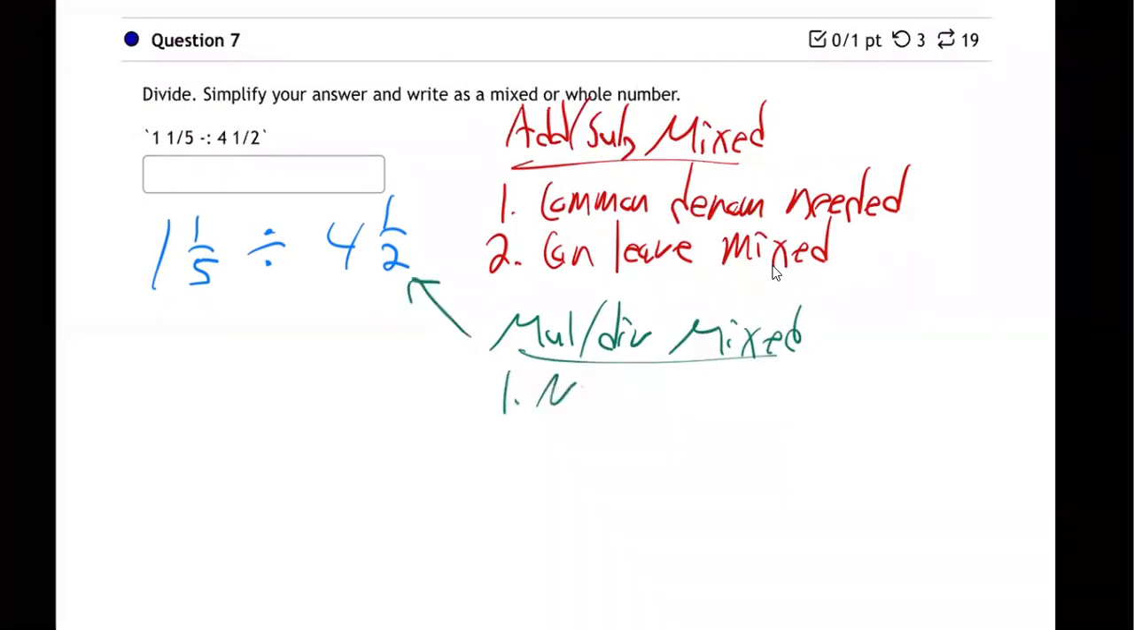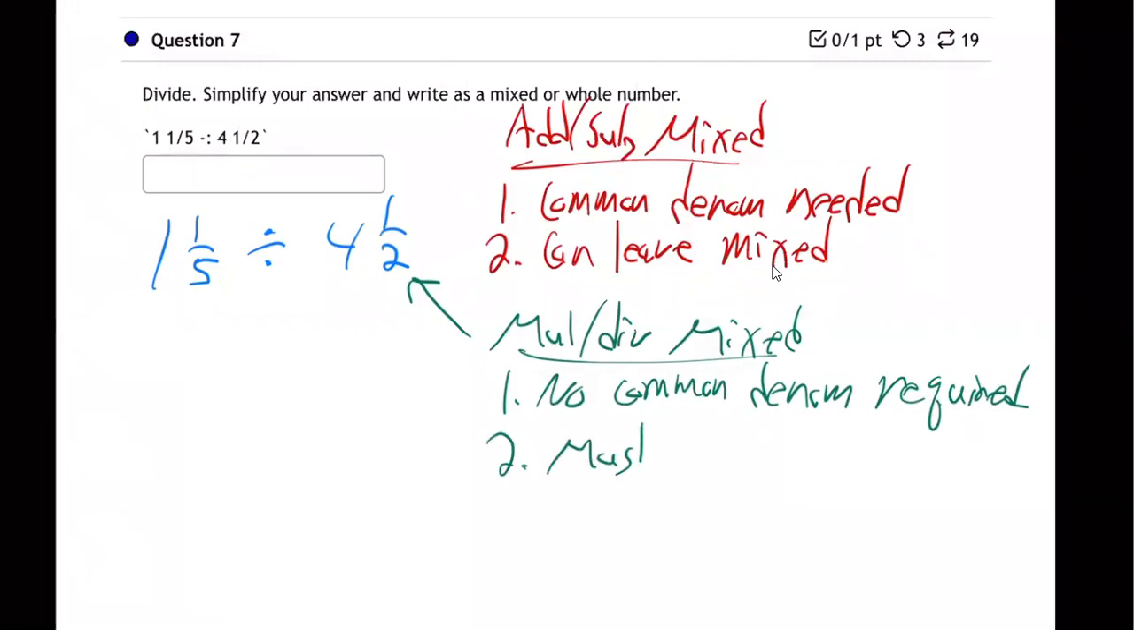Number one, no common denominator required. You don't have to get a common denominator, but you must, here's the crucial thing, you must change to improper. So you've got to remember that you can't do dividing or multiplying of mixed numbers and leave them mixed. You have to change to improper. So that's step number one.